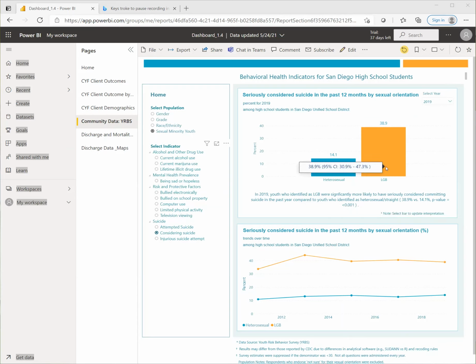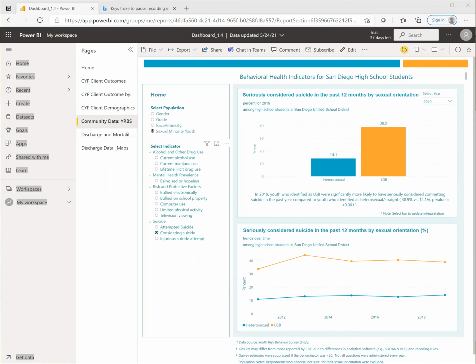It's also nice that on hover over the bar graphs, you can get the point estimate and the 95% confidence interval. And then if you look down here at the bottom graph, you can see how this outcome has changed since 2011 when the data were first collected. And this really helps us monitor trends in inequity issues over time.